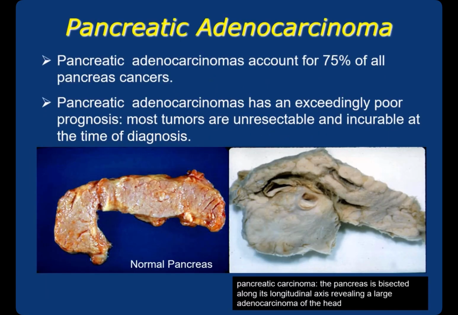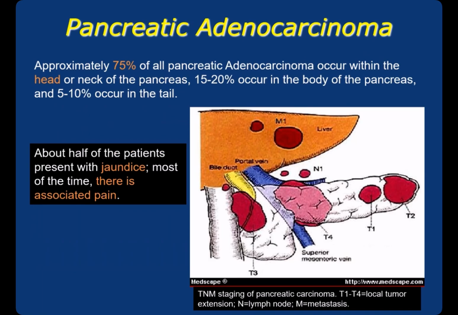Pancreatic adenocarcinoma accounts for 75% of all pancreas cancers, and it has an exceedingly poor prognosis. Here we can see an example. The pancreas is bisected along its longitudinal axis, revealing the large adenocarcinoma of the head. Approximately 75% of all pancreatic adenocarcinomas occur within the head and neck part of the pancreas, 15 to 20% occur in the body of the pancreas, and 5 to 10% occur in the tail. About half of the patients present with jaundice, and most of the time there is associated pain.